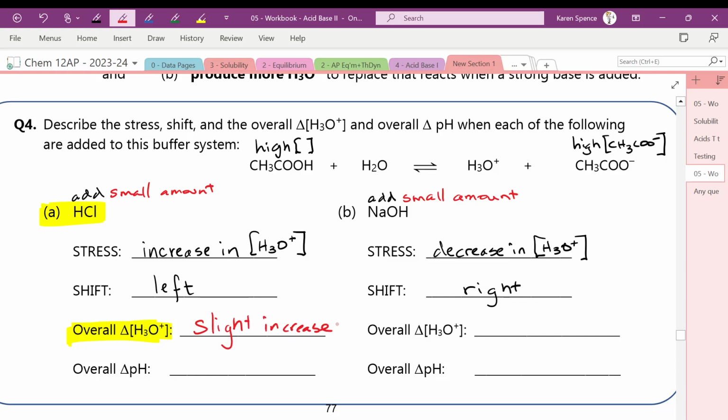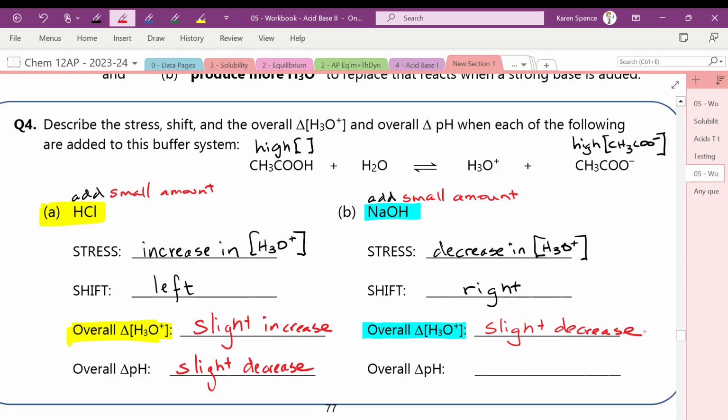And what has happened to the pH? If hydronium goes up, pH goes down. So we have a slight decrease. Similarly, when we've added some NaOH, what has happened to the overall H3O plus concentration? It will have a slight decrease.